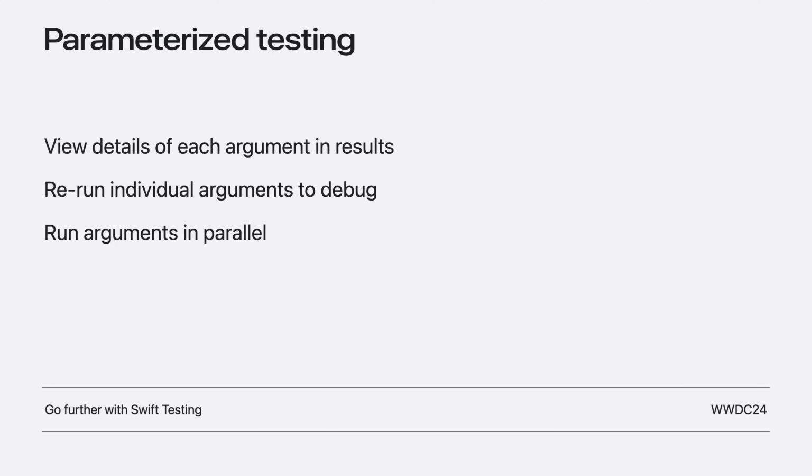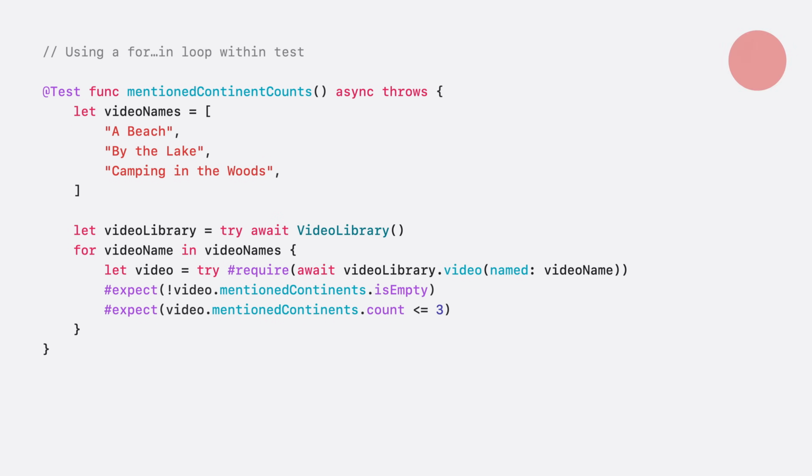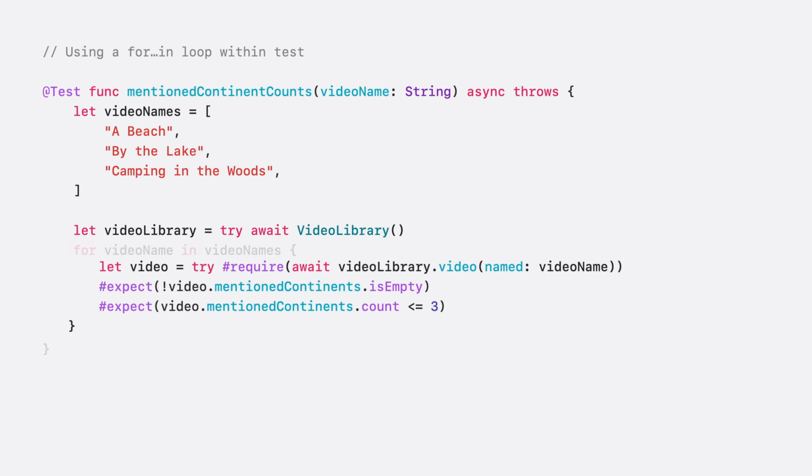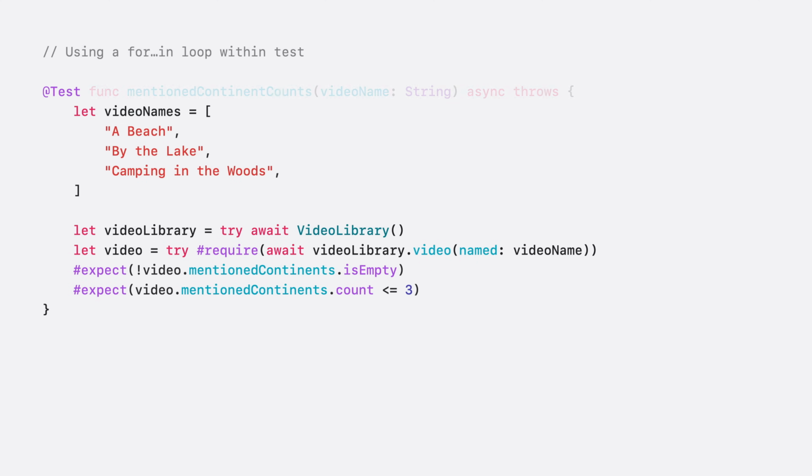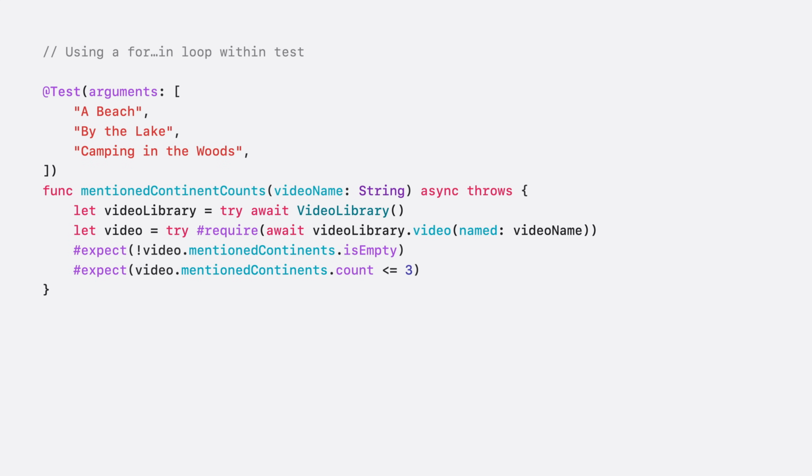Parameterized tests can be used in even more advanced ways than we saw here, such as by testing all combinations of two sets of inputs. Check out "Go Further with Swift Testing" to learn more. Whenever you see a test using this pattern, it's best to transform it into a parameterized test function. Just add a parameter to the function, get rid of the for loop, move the arguments up to the test attribute, and you're done.